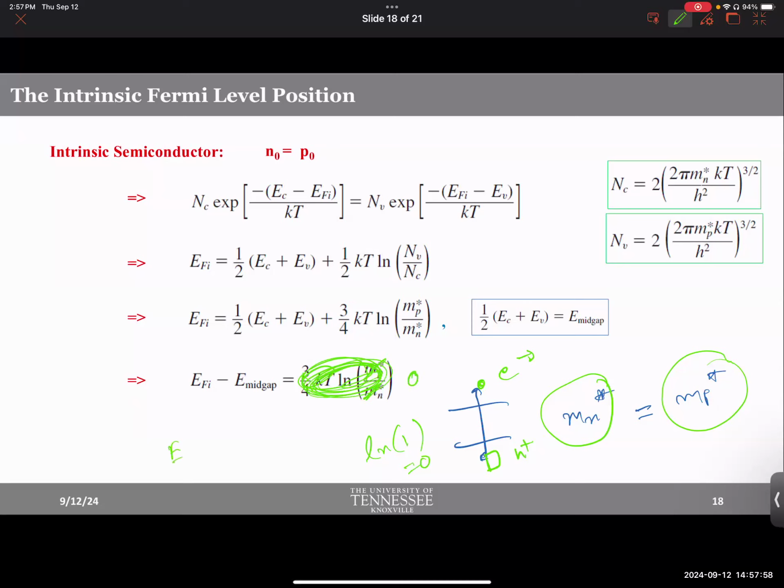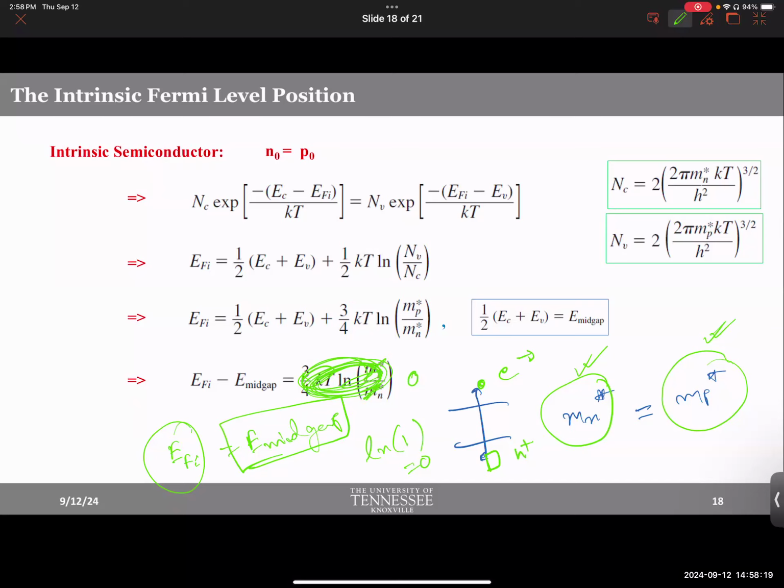So you have E intrinsic, the Fermi level, at mid-gap energy. So the intrinsic Fermi level should be exactly midway between the conduction band and valence band. That's the reason why we do what we do. We basically just draw the Fermi level exactly in the middle, making an assumption that the effective mass for electron and hole would be exactly the same.